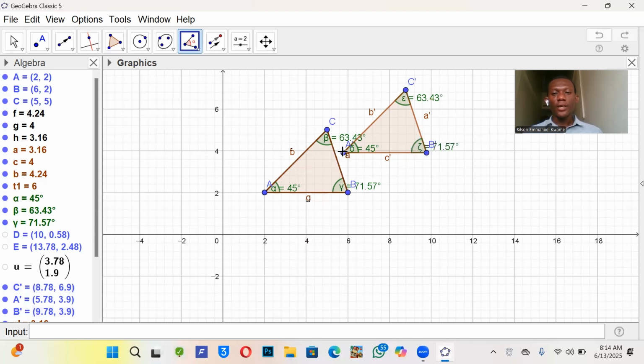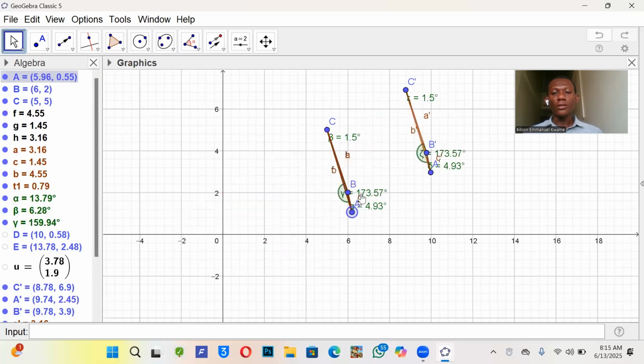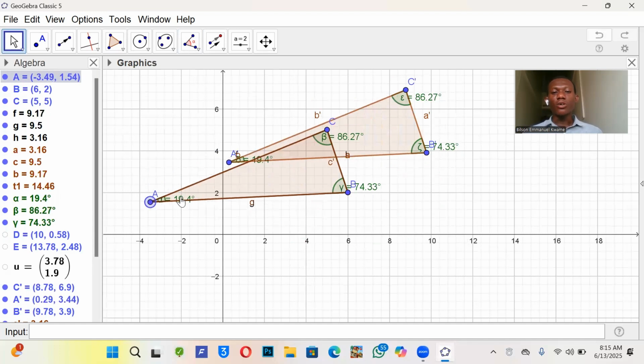You can clearly see. And what makes this a perfect clone is that when I move my original, it also moves the clone. When I move the original, as the interior angles of the original are changing, it also makes the interior angles of the clone change. So that is the first way we can clone a triangle, right?